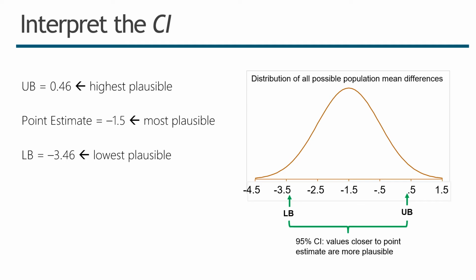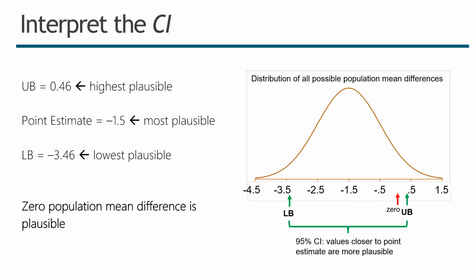Notice that it's centered on negative 1.5. That's the most likely mean difference. That's the point estimate. You know it's the most plausible because that's where the peak of the curve is, its highest. If you look to the lower bound or to the upper bound, the curve goes down substantially. So again, those are less plausible values. They're still considered plausible, but they're considered less plausible than values closer to the point estimate.